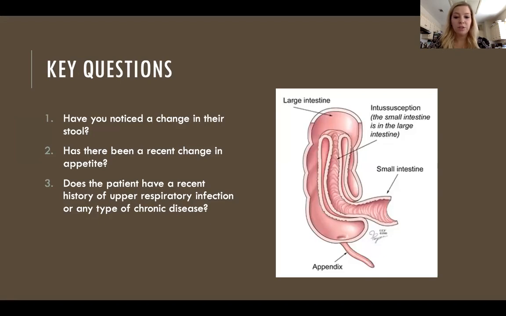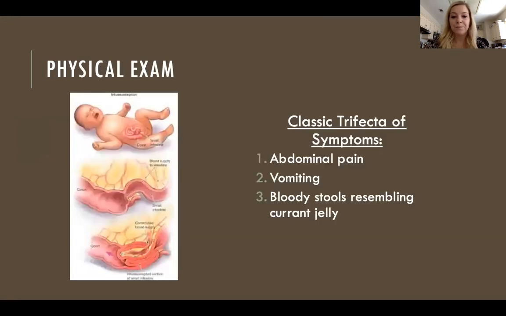Some key questions to include are, have you noticed a change in stool? This is important because a telltale sign of intussusception is currant jelly-looking stool. Has there been a recent change in appetite? Especially in children, they often have a decrease in appetite and show signs that they're experiencing an upset stomach. And does the patient have a recent history of upper respiratory infection or any type of chronic disease? This would make the patient more prone to intussusception if there are other symptoms aligning with this differential diagnosis.